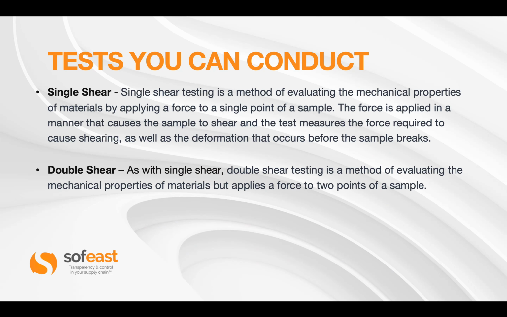Now let's have a look at shear testing. We're going to be looking at single shear and double shear. Single shear testing is a method of evaluating the mechanical properties of materials by applying a force to a single point of a sample. The force is applied in a manner that causes the sample to shear, and the test measures the force required to cause that shearing to occur, as well as the deformation that occurs before the sample breaks. The only difference with a double shear is that the force is applied on multiple points.